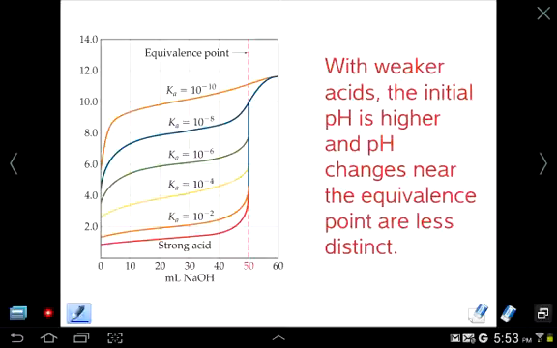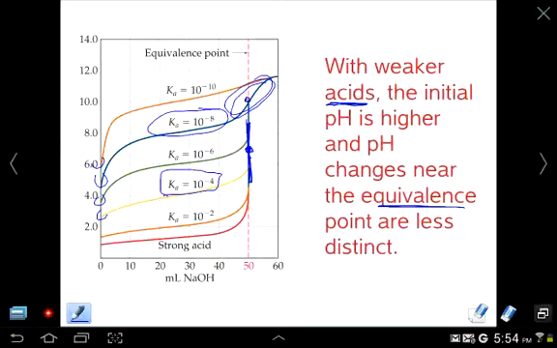But before we do that, here it says, with weaker acids, the initial pH is higher, which makes sense. Notice if you have a weaker acid, these are the Kas. An acid that's weaker has a smaller and smaller Ka, which means its pH begins higher and higher, and the changes near the equivalence point are less distinct. So for something like we just did, the equivalence point pH, you can still see the vertical range. But for something like Ka of 10 to the negative 8, notice how indistinct your equivalence point range is, and it's much tougher to find where it becomes vertical.